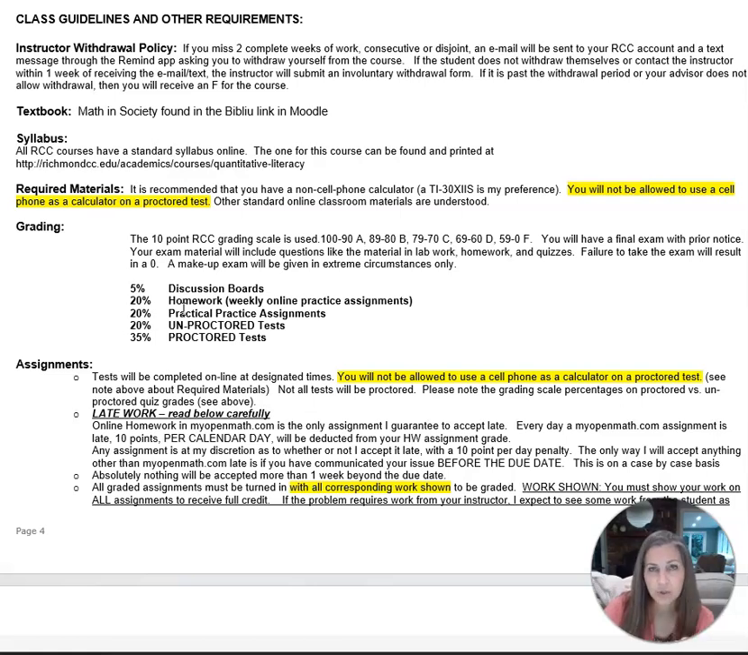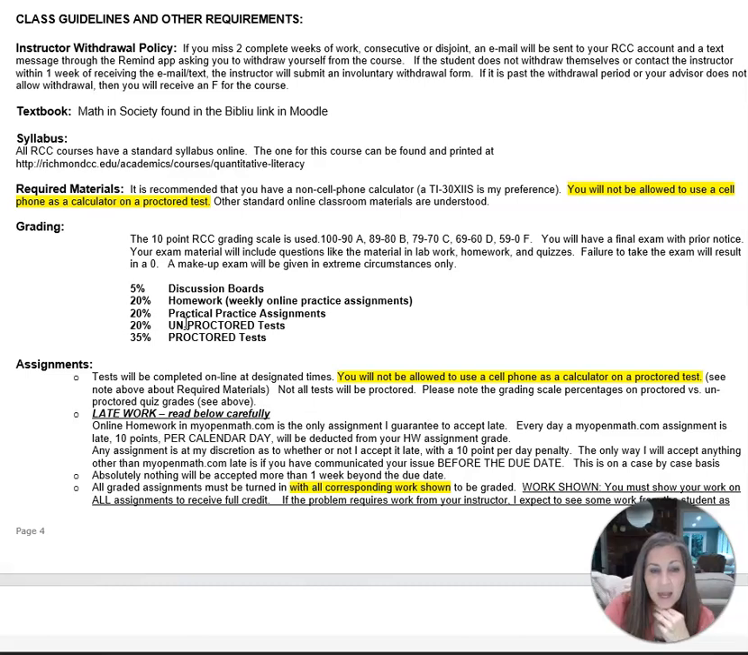Unproctored tests. Those are tests like the probability test, which you just take at home, using whatever resources you have available. Same thing for the midterm. The midterm was an unproctored test. That is also 20% of your grade. Okay, so we've got 5%, which is not a lot, 20, 20, 20.